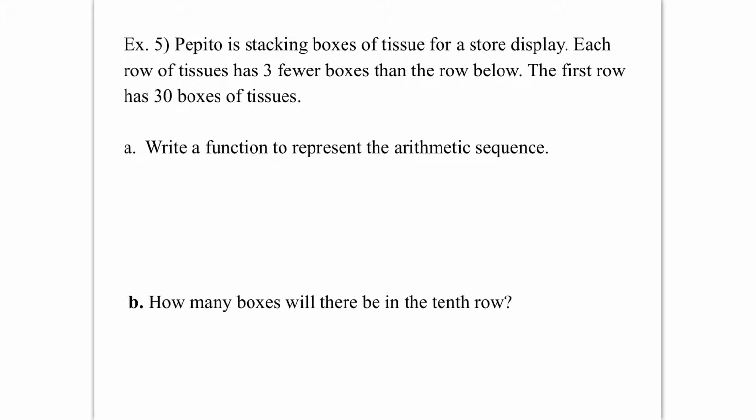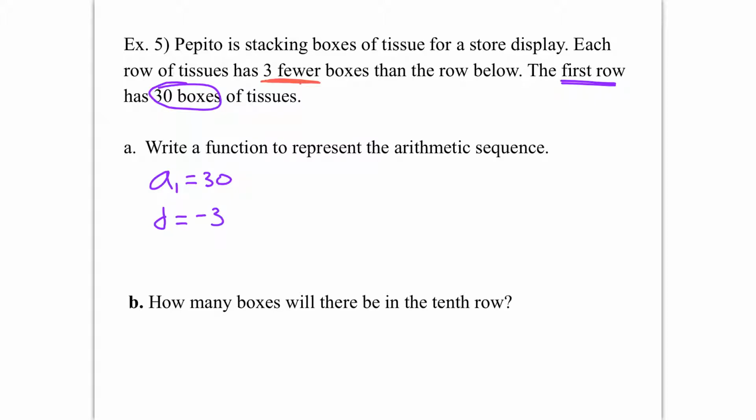Now, first of all, we have to know what we have and what we can use for our formula. So here it says that each row of tissue has 3 fewer. So that means that it's subtracting. It has 3 less than the previous row. And the first row has 30 boxes. So right away, I know a couple things. I know my first term. My first term is 30. Right away. The first row has 30 boxes. And my common difference, that's going to be -3.